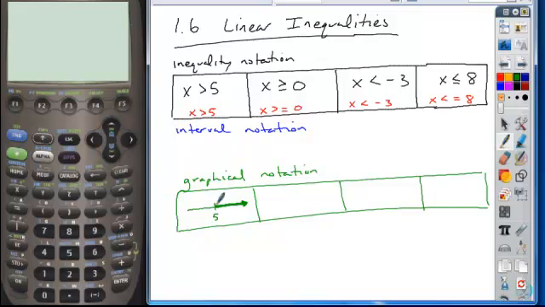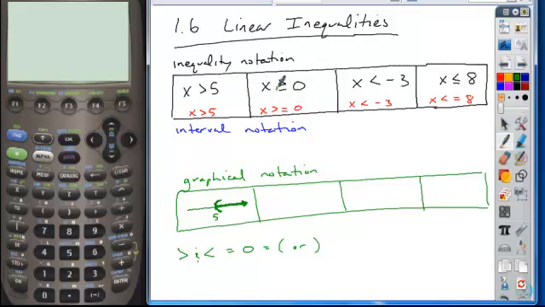No. So do you remember if this was an open circle or a closed circle? Do you remember graphing these in algebra? It was an open circle, right? A less than or a greater than was equal to an open circle. Well, now instead of open circles, what we're going to use to replace open circles is parentheses. So if our solution set opens to the right, our parentheses is going to open to the right as well. So this is what the graphical notation would be for x is greater than 5.